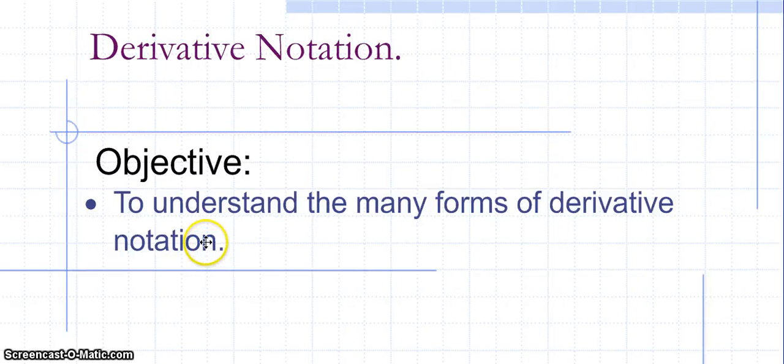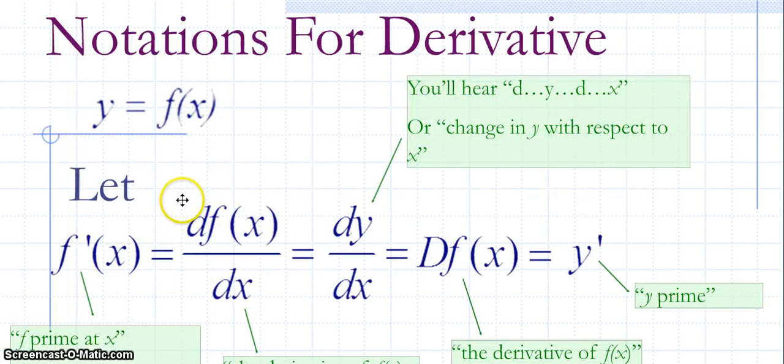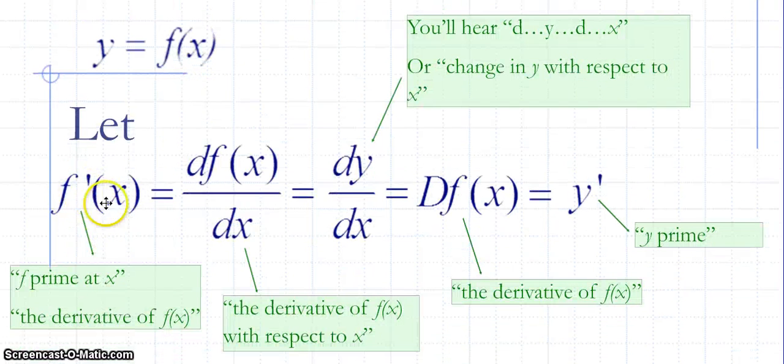Alright, so now we're going to talk about notation. We need to understand all of the different notations that represent derivative. If we have some y equals f of x, that's a function, then we can have this notation here. The way we pronounce this is f prime of x. That's the derivative of f of x.